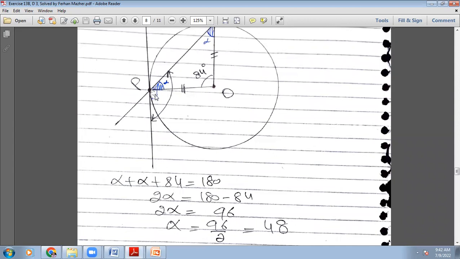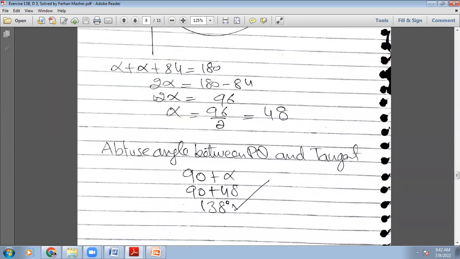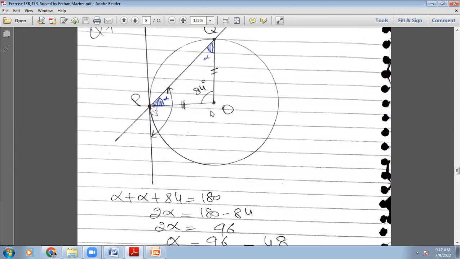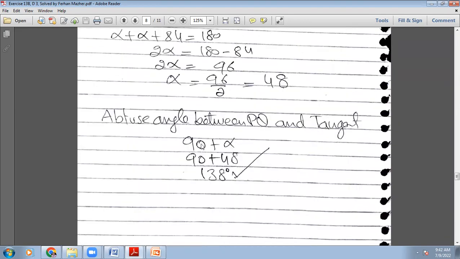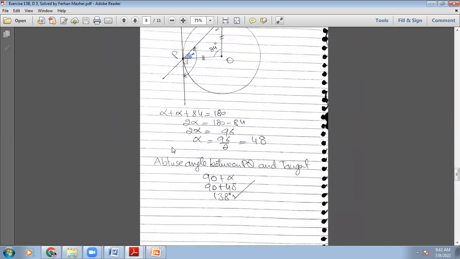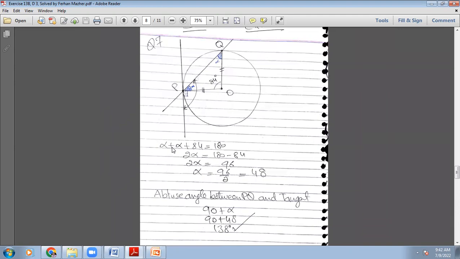This angle, the tangent and the radius, they're perpendicular to each other. This angle is 90. So this obtuse angle, which is this whole angle, will be alpha plus 90, that is 90 plus 48, and that is 138. So this is how this question is done. So I think the whole question 7 is coming up on your screen. You can pause the video and take your time and look at this question.